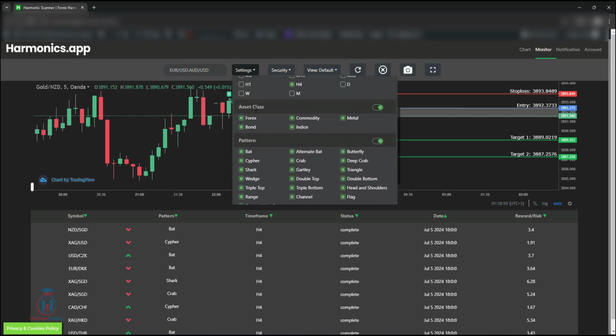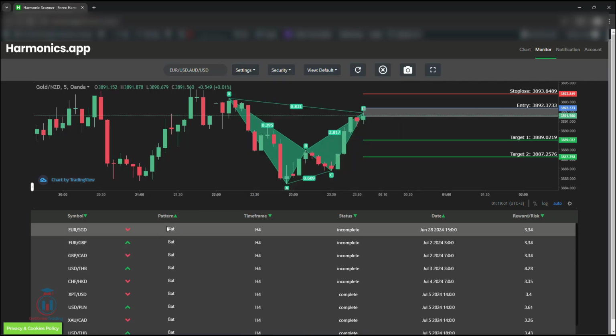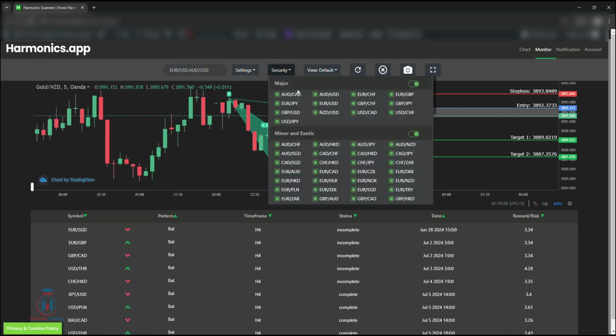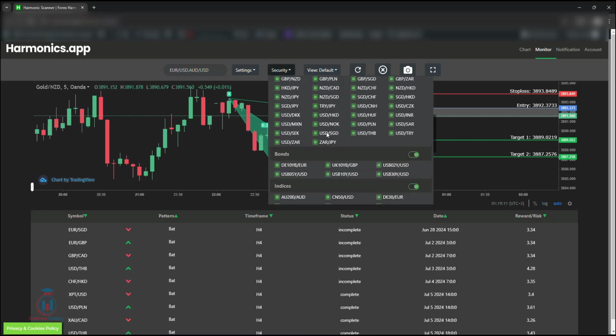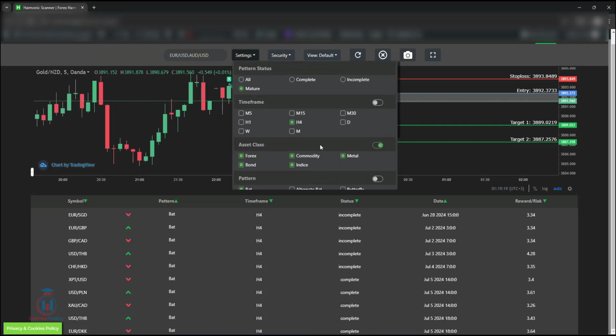And then you have here a possibility to select which asset classes you want and which patterns you would like to have. So if I deselect all of them and only select the Bat pattern, you can see that you have only a Bat pattern on the 4-hour time frame. Now there is also a possibility to select specifically which symbols you would like to have. Currently they are all selected, and you can also select which patterns you would like to have. Then there is also a possibility to select which status you want. Usually a complete pattern is the best to have because it is ready to be analyzed and traded.